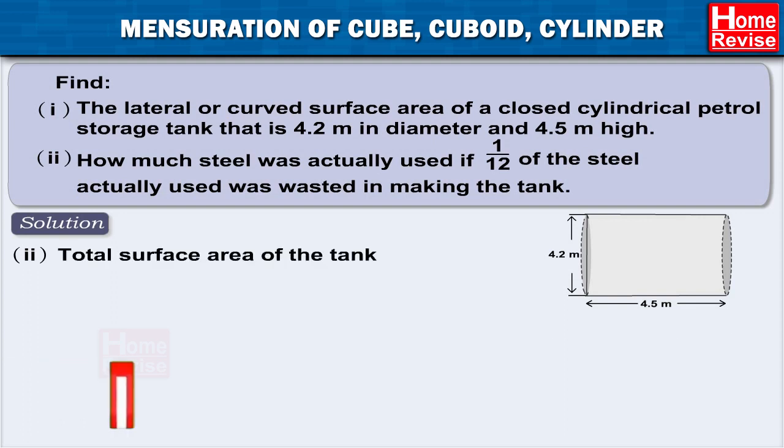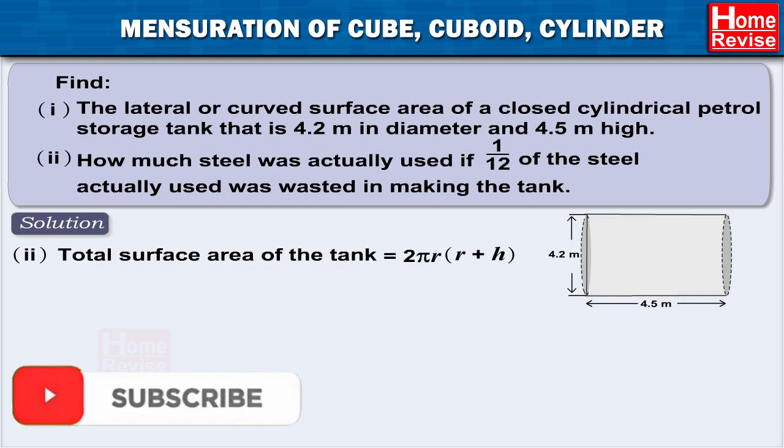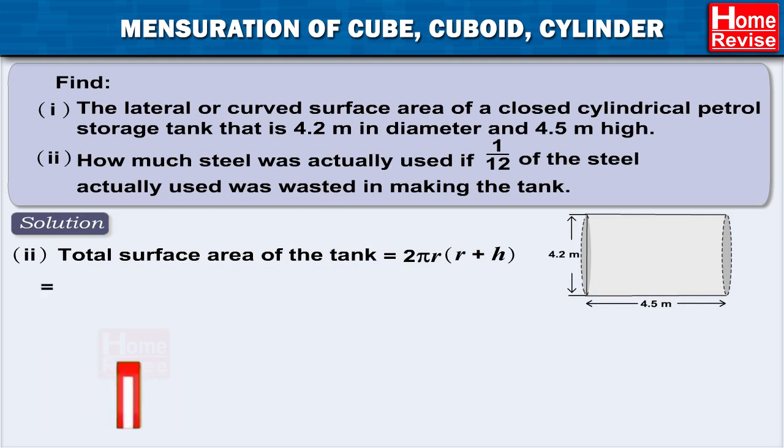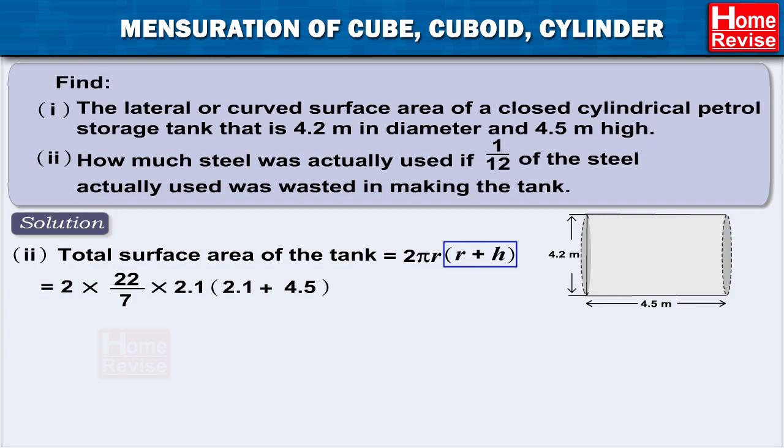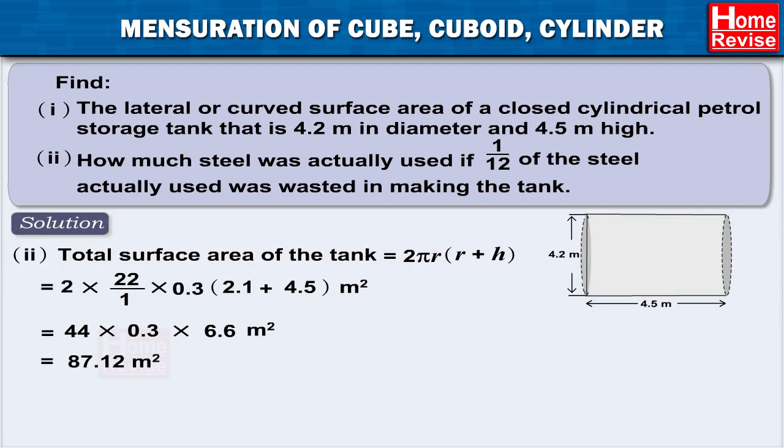Number 2. Total surface area of the tank is equal to 2πr(r + h), which is equal to 2 × 22/7 × 2.1 × (2.1 + 4.5) meters square, which is equal to 44 × 0.3 × 6.6 meters square, which is equal to 87.12 meters square. Let the actual area of the steel used be x meters square.